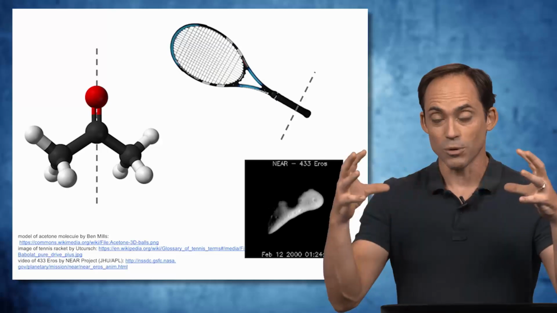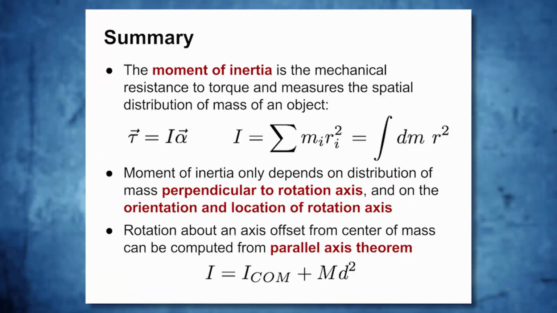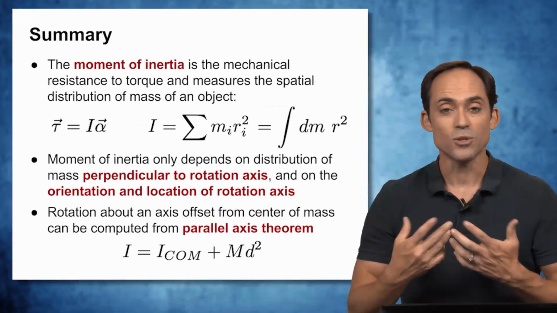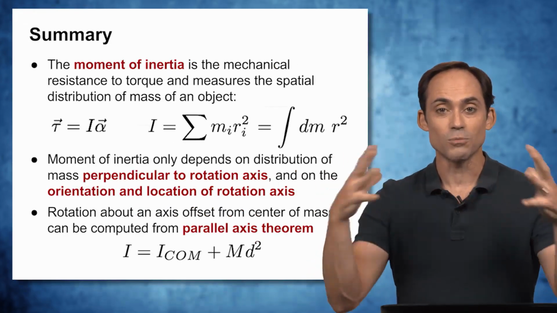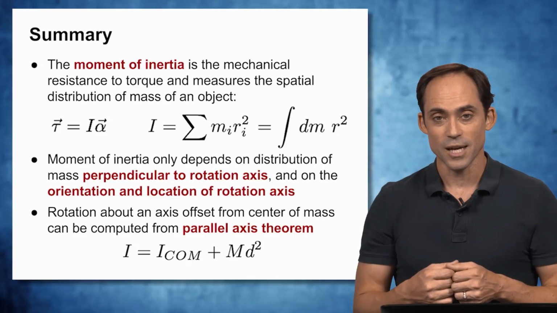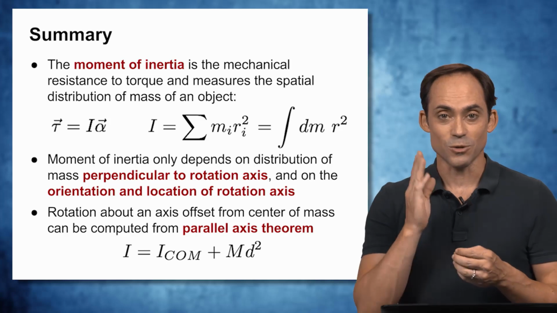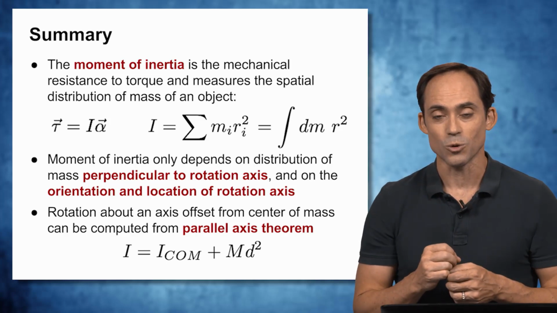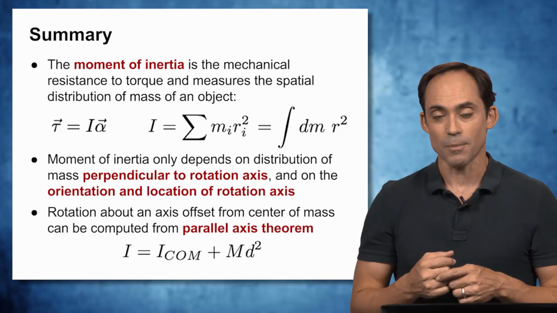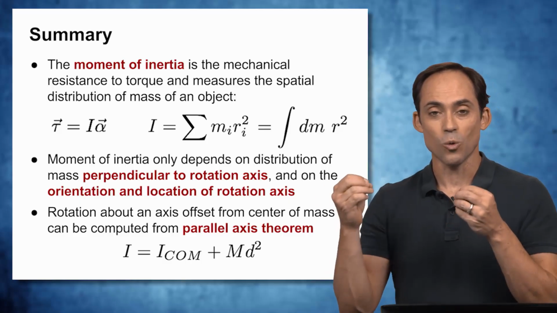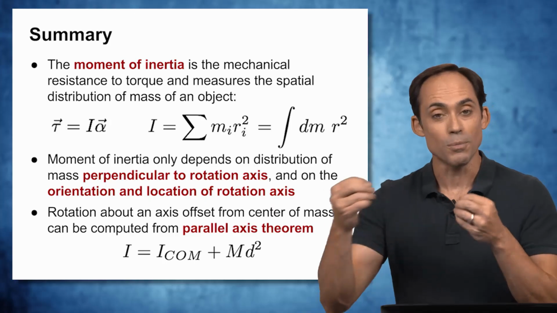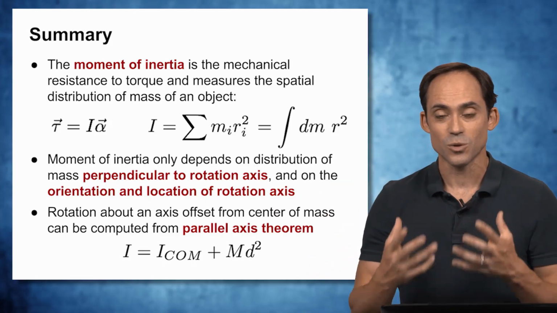So to summarize, the moment of inertia is a physical quantity that describes the mechanical resistance to torque, the resistance to angular acceleration, but it also describes the three-dimensional distribution of mass in space. And so we can see this in the calculation shown here, where moment of inertia features as the scale factor between angular acceleration and torque, and it's also calculated as the sum of the masses times their positions relative to the rotation axis, and perpendicular, I should say, to the rotation axis squared.